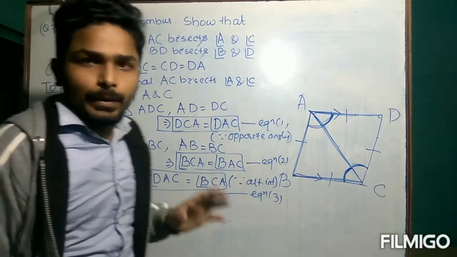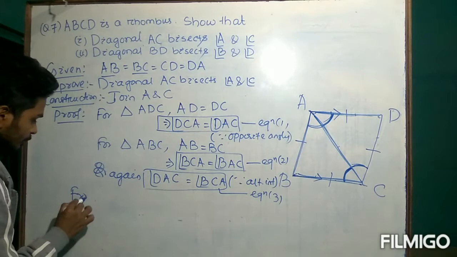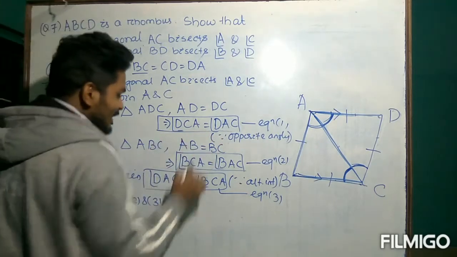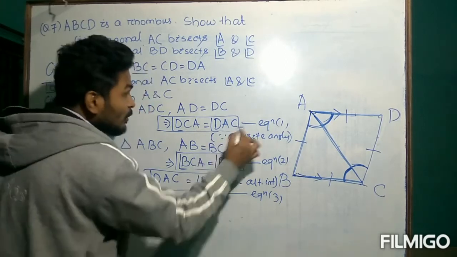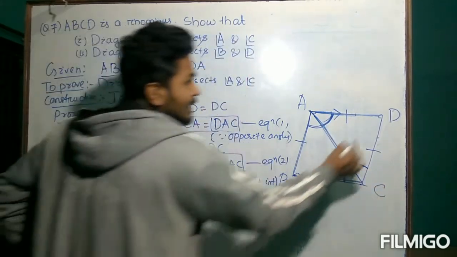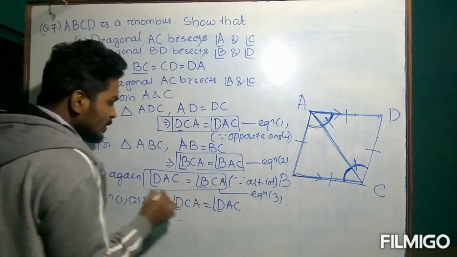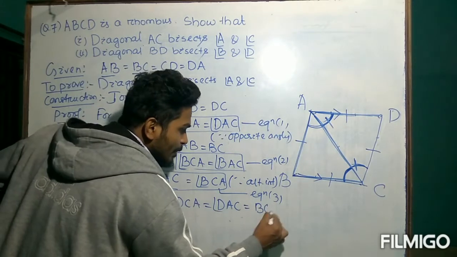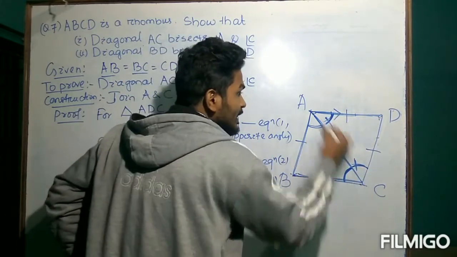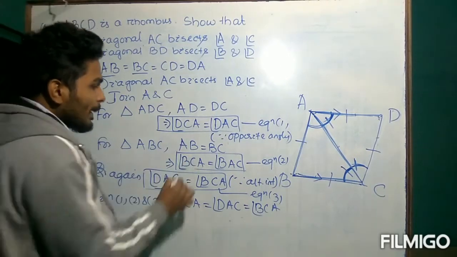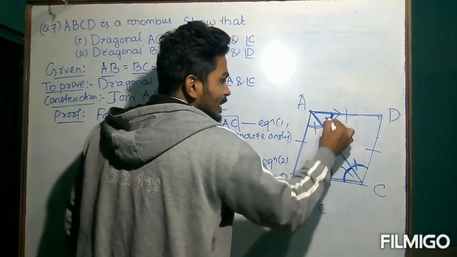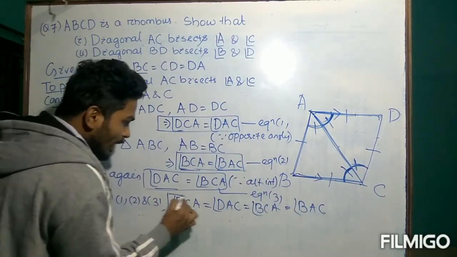Now we will analyze all three equations. From equations 1, 2 and 3, we have found that DCA is equal to DAC. This angle is equal to DAC. And in equation 3, we know DAC is equal to BCA. So DAC is equal to BCA. In equation 2, we know BCA is equal to BAC. So this is equal to this is equal to this is equal to this. That means all four angles are now equal.